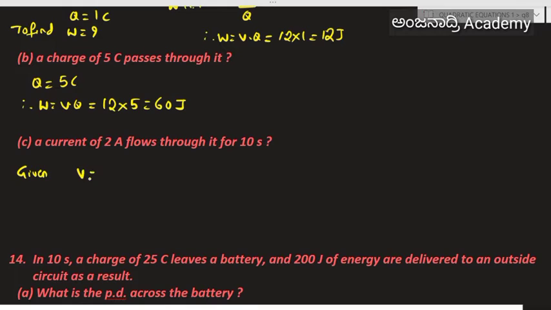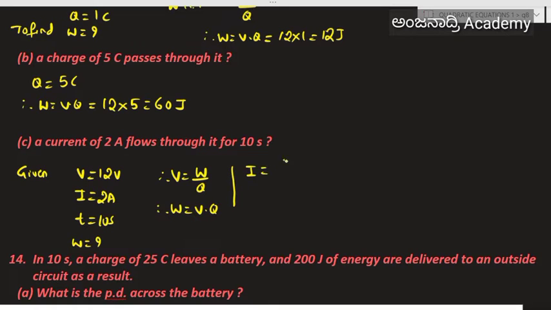For a potential difference of 12 volt and a current of 2 ampere, for 10 second, what he is asking is work done is equal to question mark. We know that V is equal to W divided by Q. Therefore W is equal to V into Q. V is given, Q is not given. Therefore for this I make use of the formula electric current I is equal to Q by T. Q is equal to I into T.